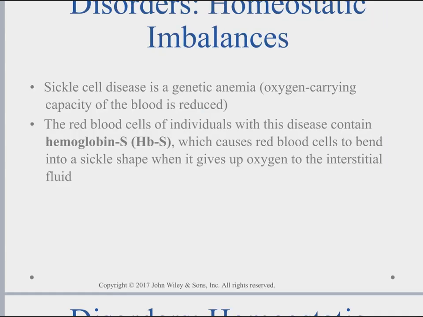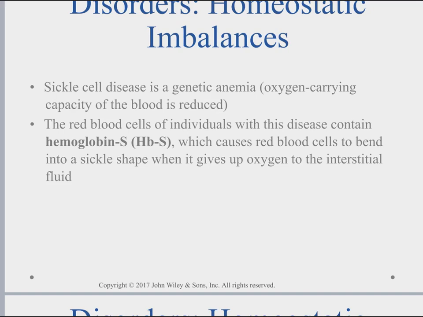Another disorder we can look at with regards to homeostatic imbalance is sickle cell anemia. Now, it is a genetic condition that causes this sickling or misshaping of the red blood cells, and basically what this does is it diminishes the oxygen carrying capacity of blood.